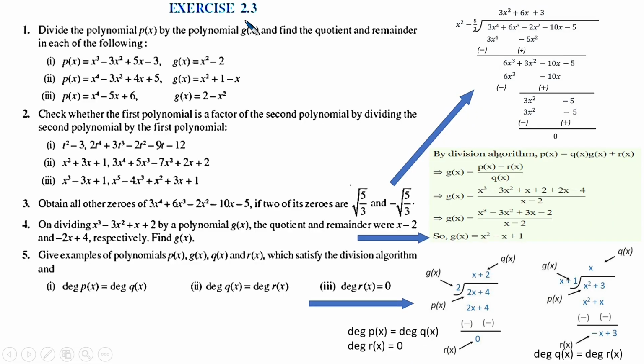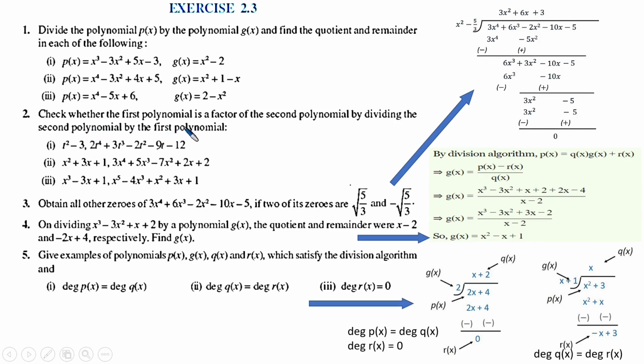Now exercise 2.3 of your book. Divide the polynomial p(x) by the polynomial g(x). This is your dividend, this is your divisor, and find the quotient and remainder. I will not do it, I have done it several times. This is how you have to do it. Here I have shown it for one example. This is your dividend, this is your divisor, x square minus 2 you put here, and try to subtract each of them. First you remove 3x^4, then you remove 6x cube from the remainder, then this 3x square will come, you remove 3x square, and similarly go on till you get 0.